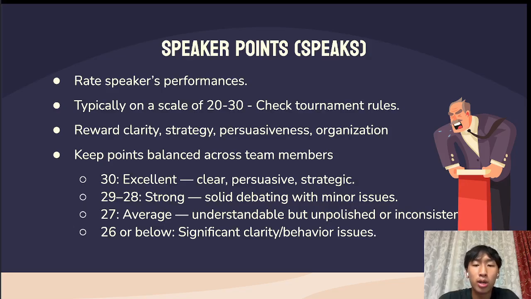A quick, easy rubric would be: 30 is excellent, you're clear, persuasive, and strategic. 29 to 28 would be strong, you're a solid debater with minor issues. 27 is average, understandable but unpolished or inconsistent. And 26 or below would be significant clarity or behavior issues. However, tournament handbooks may give you different rubrics to grade with. It's often just important to check with the respective tournament rules.